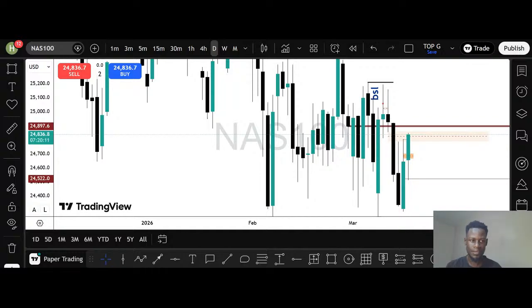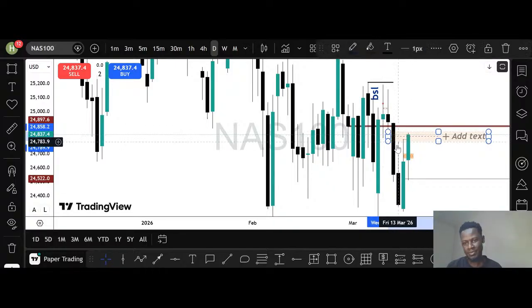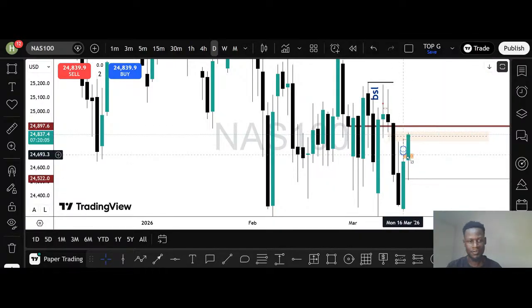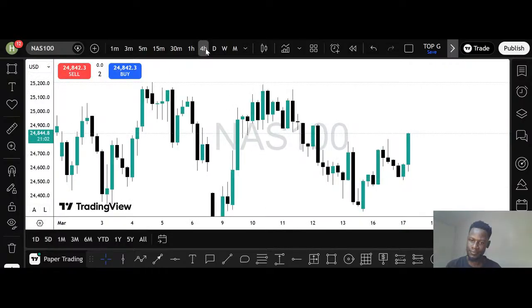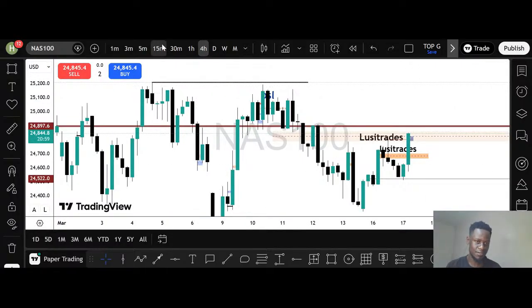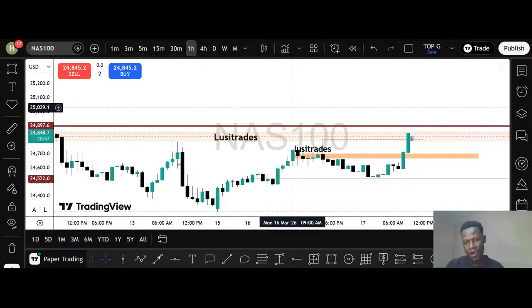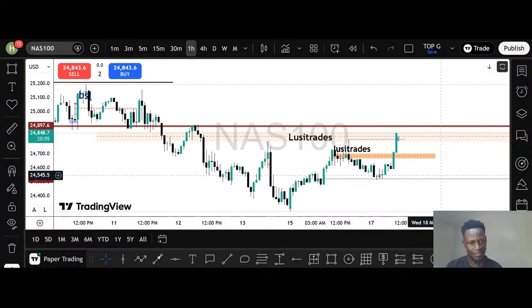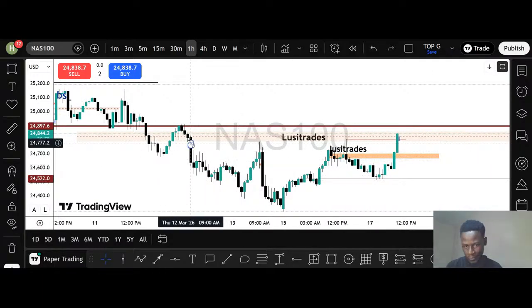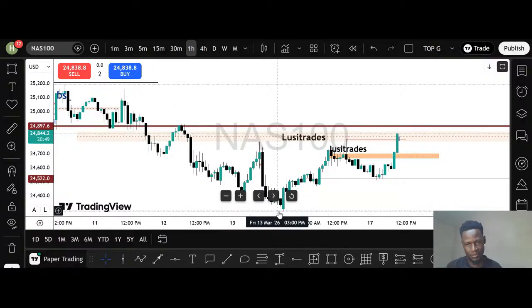So let's see how price is reacting to this sell side imbalance, buy side inefficiency on the daily time frame. On the 4H, that's what you're having. On the 1H, we had this CB, traded into it, pushed lower. Again, now you're breaking above it.